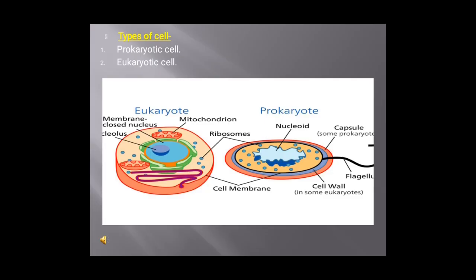And the differences are shown in this picture. In prokaryotes, the nuclear region is not surrounded by a nuclear membrane, but in eukaryotes, the nucleus is surrounded by a nuclear membrane.